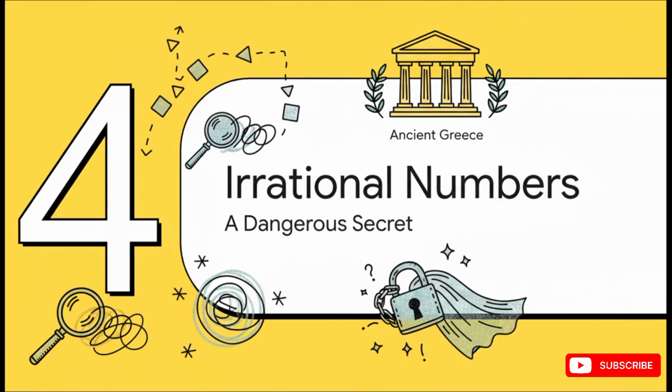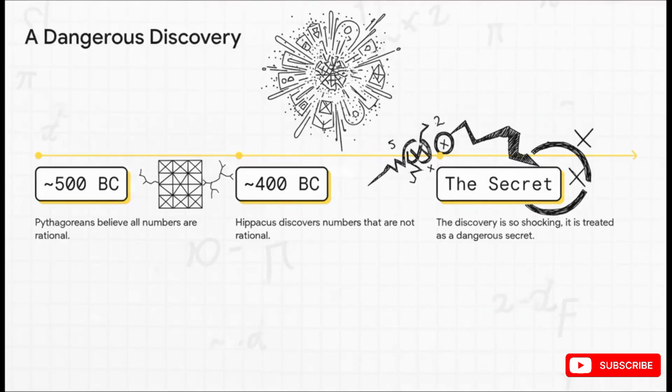So what on earth is hiding in these gaps? To find out, we actually have to go way back in time, back to ancient Greece, where this whole discovery was treated like some kind of dangerous, forbidden secret. See, around 500 BC, you had the Pythagoreans, and their entire philosophy was built on this really beautiful idea that everything in the universe, from music to the stars, could be explained by whole numbers and their ratios.